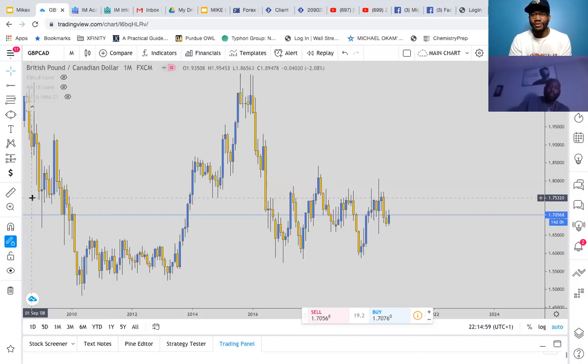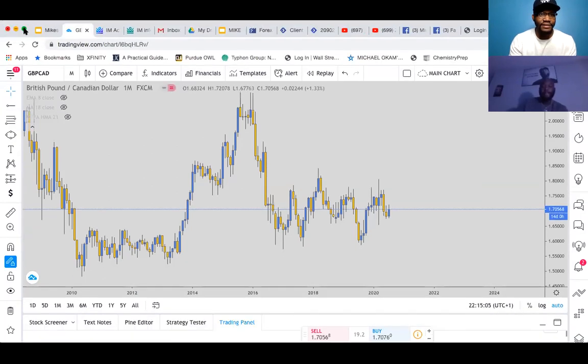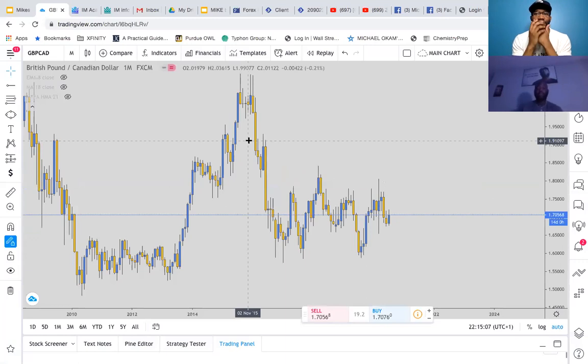I'll probably post it on YouTube as well. But all right, so guys, pretty much what we're looking at is GBP CAD. Usually, I like to start from the monthly time frame.